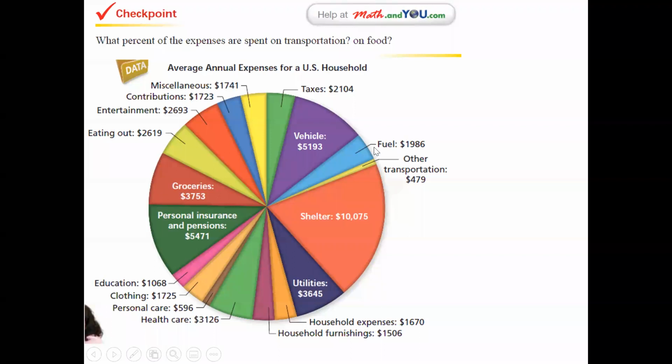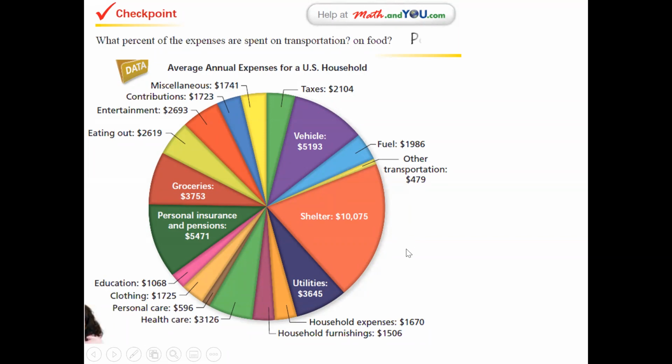How about fuel? What would you need fuel for? Oh, that's right. You need fuel for gas for the car. So isn't that transportation? Yes. Fuel is transportation. What else is transportation? Oh, and this little yellow piece, it says other transportation. So we have to add up three things.